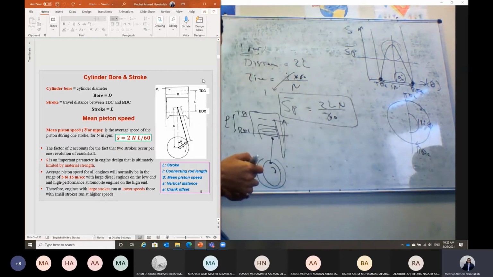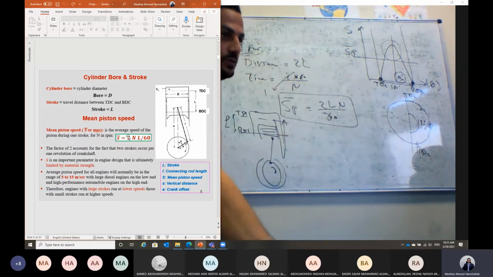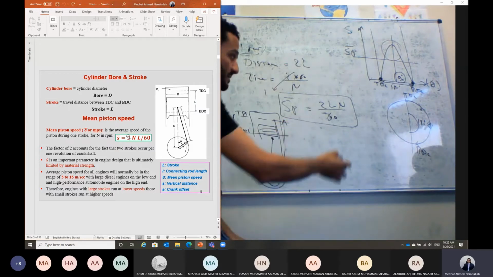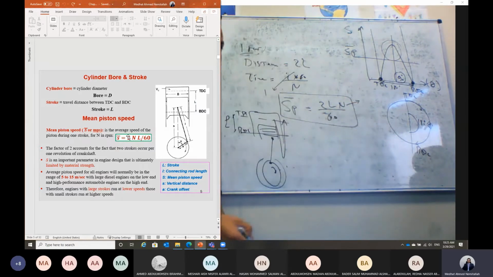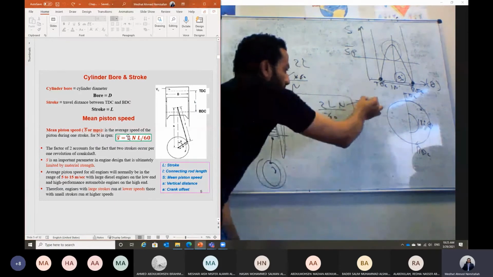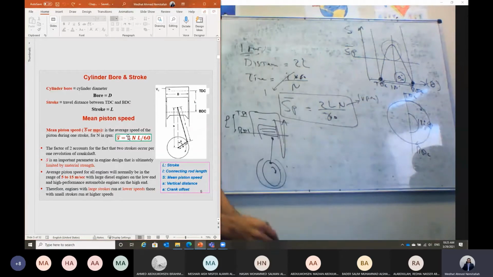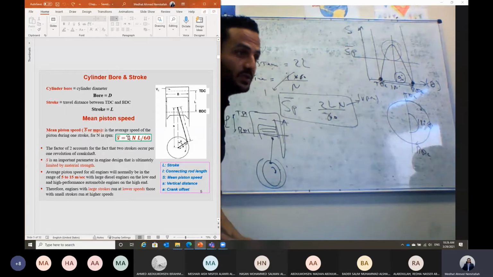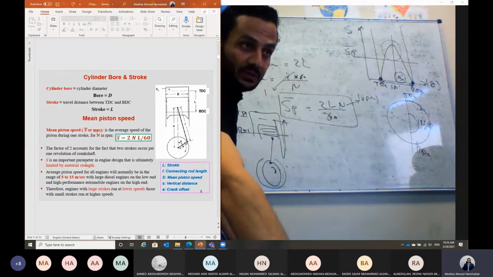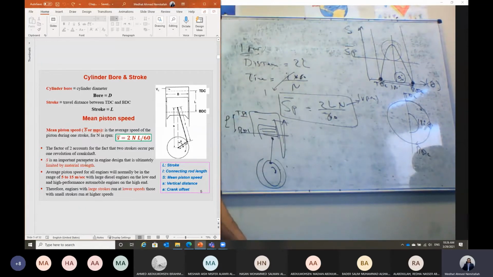In some definitions, Shabab, you will find it defined as 2LN only. In this case, N should be in revolutions per second. But usually this value is measured in revolutions per minute. So the mean piston speed, which is a critical parameter, is limited by the material strength, a very important design parameter.